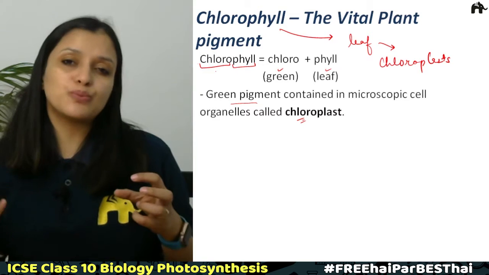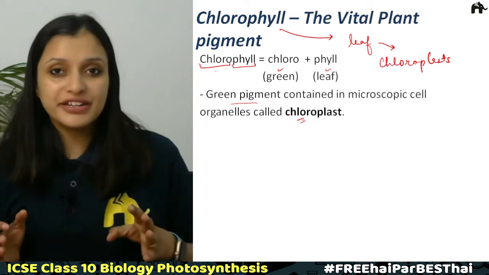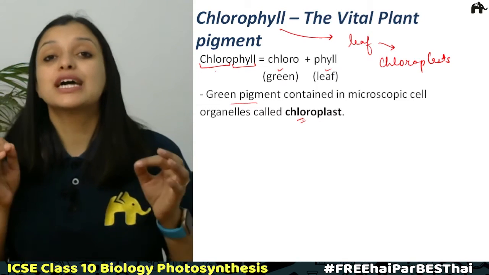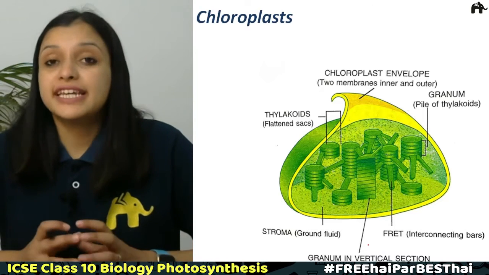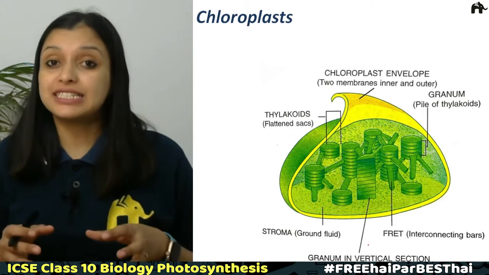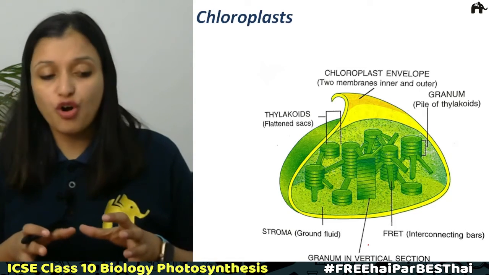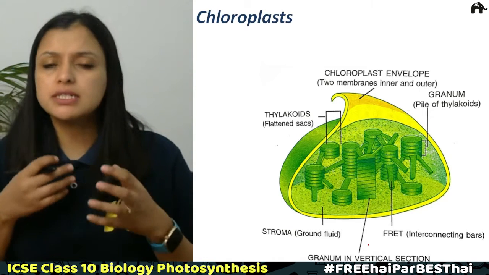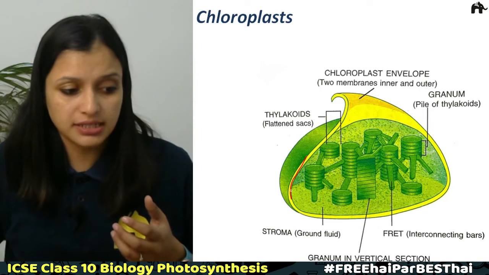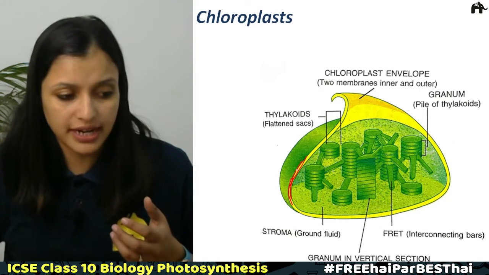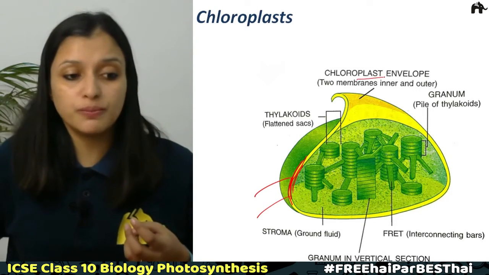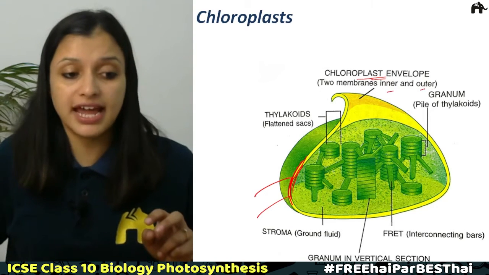Now we are going into more detail of this cell organelle which is only and only present in plants, not in animals, and that is the chloroplast. It is the cell organelle which contains chlorophyll. So this is the structure of a chloroplast, where you can see this is a double membrane structure, right? So it has two membranes, the outer membrane and the inner membrane. So the chloroplast envelope has two membranes, inner and outer, right?